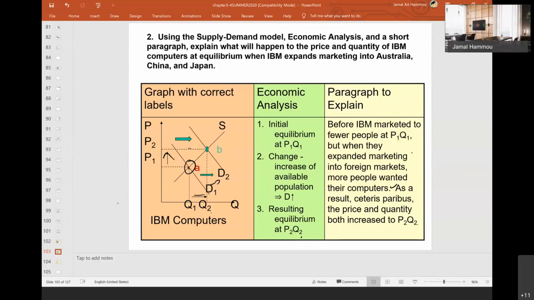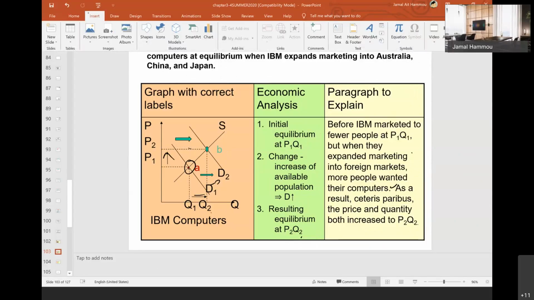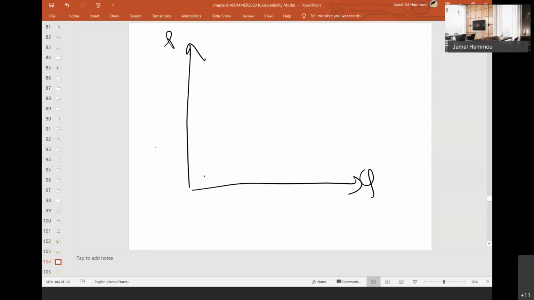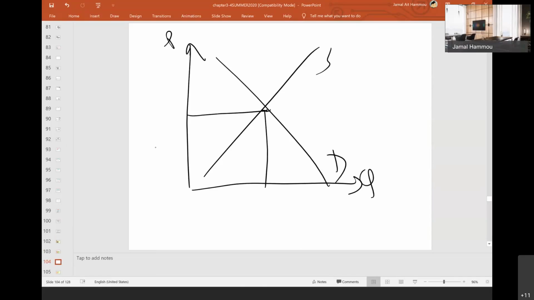You will not be able to tell me, for example, how much exactly the price will increase. You need more information. I cannot just say, for example, for IBM computers, if the price, quantity, supply, demand, and then I have equilibrium here. Let's say an IBM computer is $300, and they are selling 1 million computers. Will I be able to tell you how much?